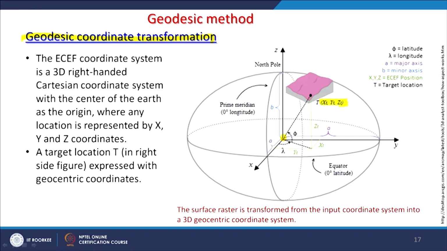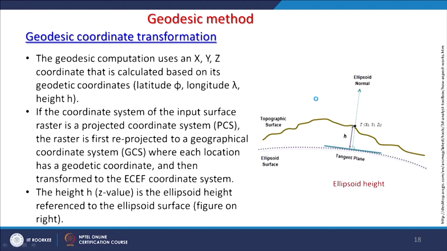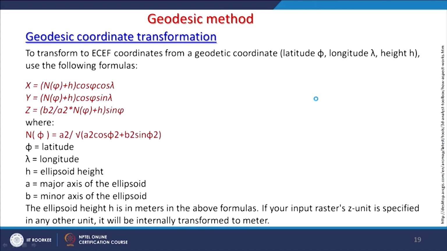So a target location T in this figure is expressed with the geocentric coordinates. Now using this you can again calculate aspect more accurately, and the same discussion about the geocentric or geodesic coordinate transformation we have discussed in the slope discussion. So I will move forward on this one.